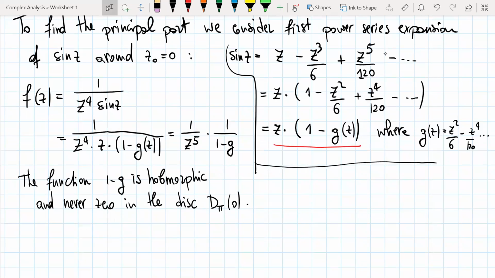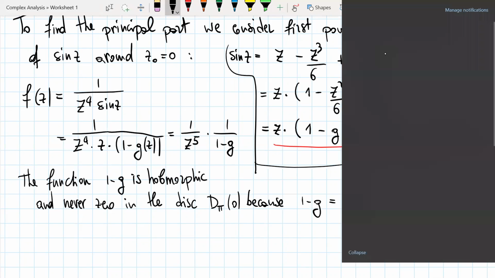Because you know, the function 1 over 1 minus g is exactly the function sine of z divided by z, no? Because 1 minus g is just the function sine of z over z. And we know that this function is not 0 at 0 because g is 0 at 0, so 1 minus g is equal to 1 at 0. And it's also not 0 at all the other points of the disk because the sine function is not 0 at those other points. So this function 1 minus g is non-zero at all points in the disk.